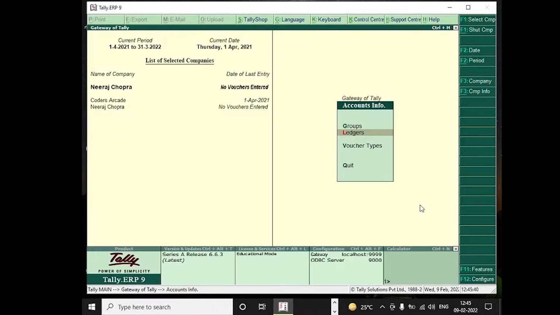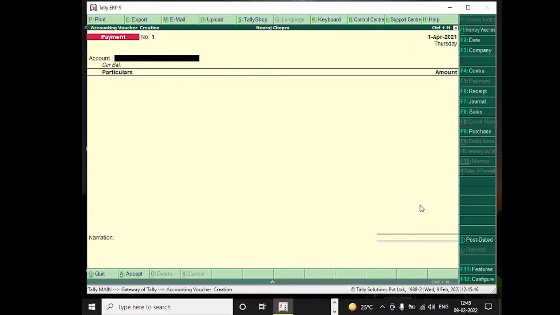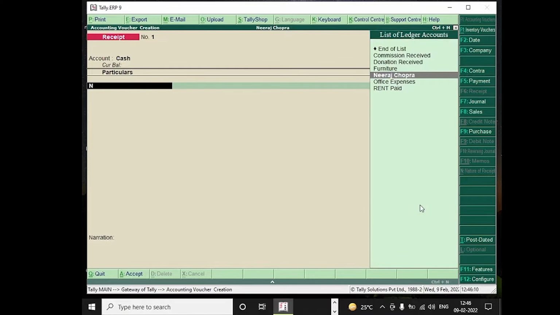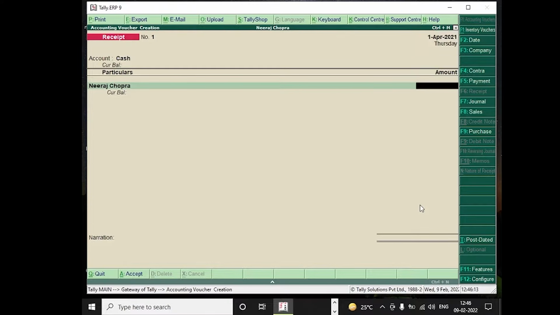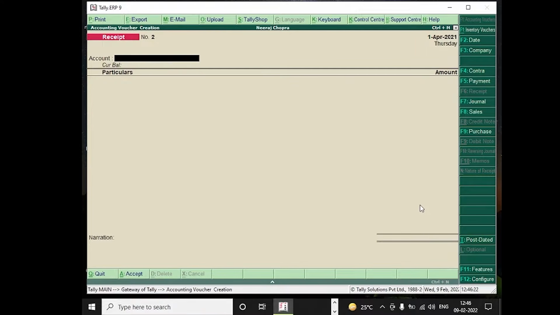Now press escape and go to accounting voucher. This is accounting voucher where you have to pass all the transactions. So first transaction, Mr. Neeraj Chopra started a new business with 10 lakh rupees. It should be entered in receipt voucher because he is the owner of the company. So press F6. Select cash because the transaction is made through cash. And here select Neeraj Chopra. And the amount is 10 lakh rupees. Press enter and accept this voucher.